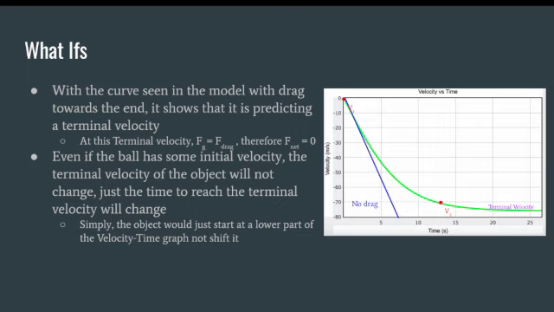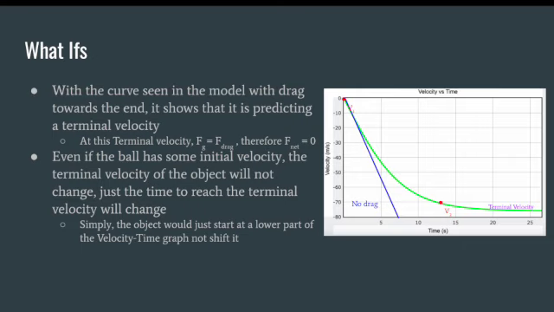Finally, our what-ifs. As we can see with the curve at the end of our velocity versus time graph from our modeled experiment with drag, it predicts a terminal velocity as the curve starts to flatten out by the end of this. We can assume at this terminal velocity that the force of gravity has to equal the force of drag, therefore the FNet would be 0 and the velocity would be constant.